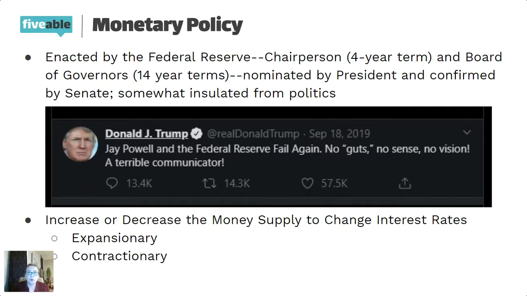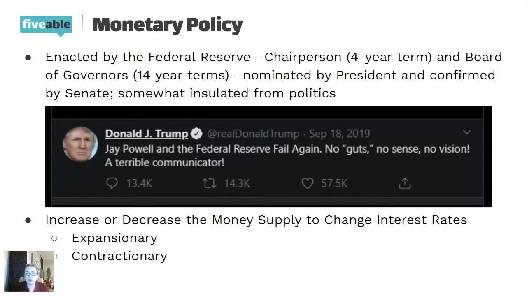Okay. The Board of Governors is a 7-member group, and the chairperson is usually chosen from that Board of Governors. The Board of Governors is also in the upper echelon of people who make monetary policy, and they have 14-year terms. Although they are appointed by the president and confirmed by the Senate, they have a very long term. So this kind of insulates the Federal Reserve from politics.